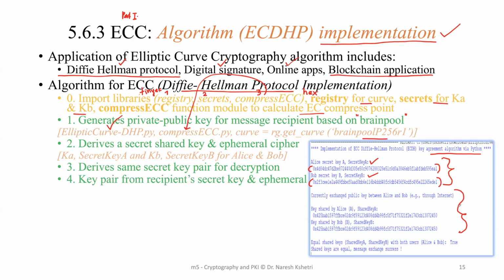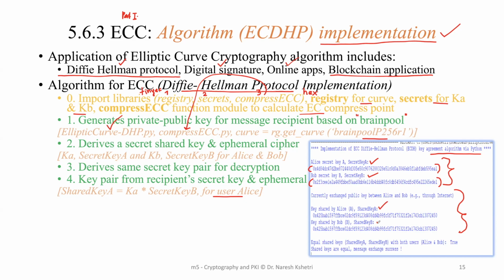And then the key pair from the recipient's secret key, the ephemeral cipher, Alice and Bob, shared key A and shared key B, KA, KB, and secret key A and secret key B, something like this. For Alice, we compute shared key A, which is KA times secret key B, whereas we compute shared key B, which is KB times secret key A. So that's what is shown over here.